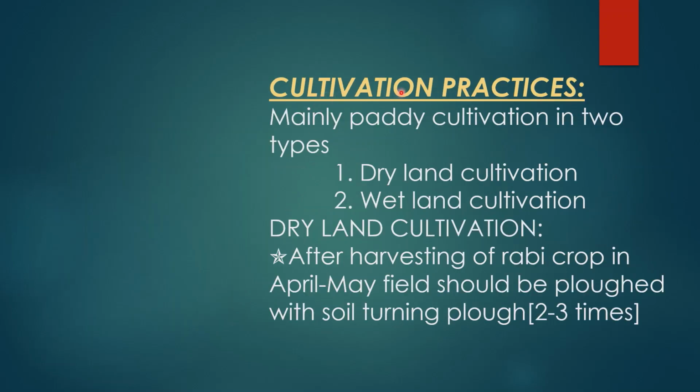Okay, we see the cultivation practices. Mainly paddy cultivation is of two types: dryland cultivation and wetland cultivation. Dryland cultivation is practiced after harvesting of the rabi crop in April to May. The field should be plowed with a soil turning plow 2 to 3 times. Soil turning plow means like MB plow, rotavator or cultivators used by farmers.